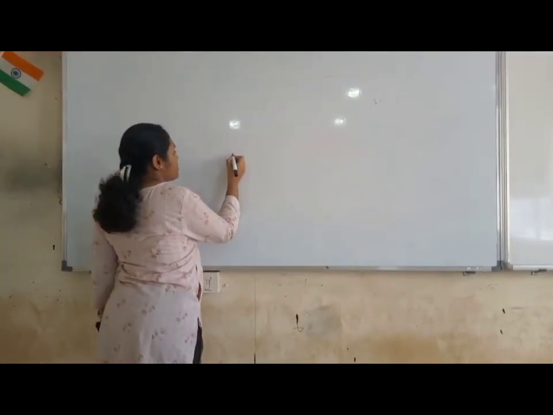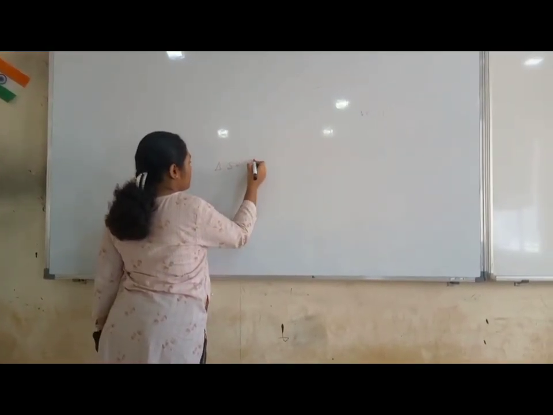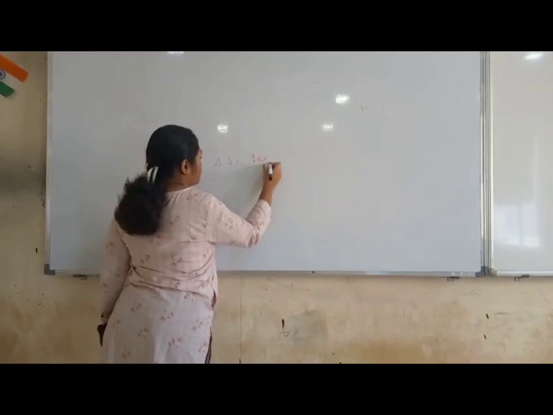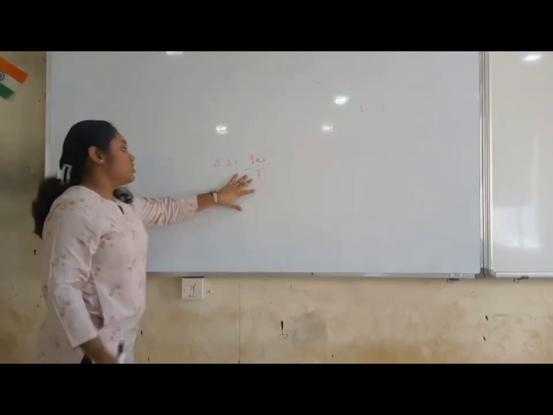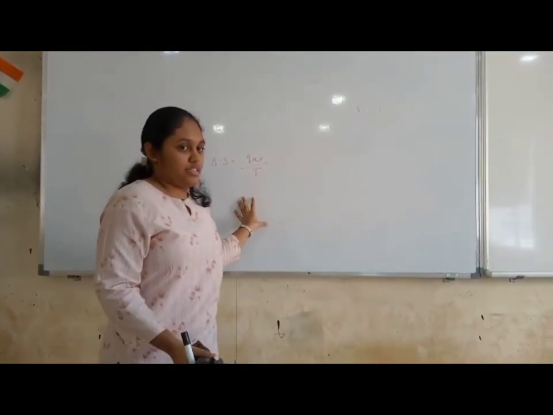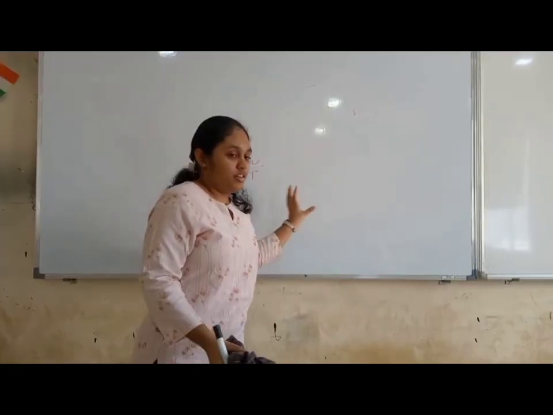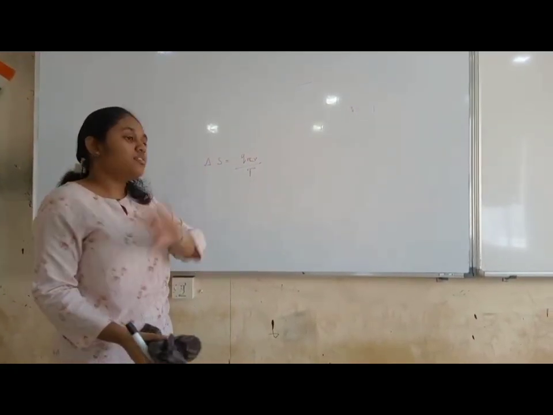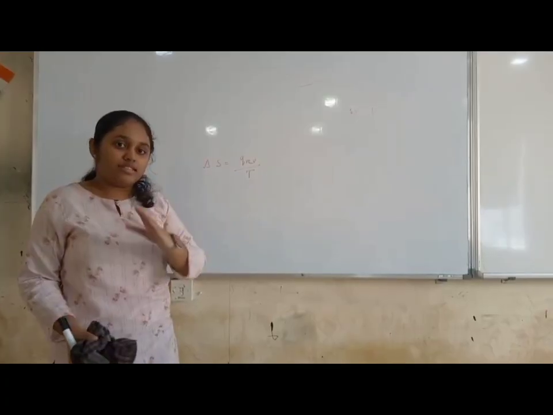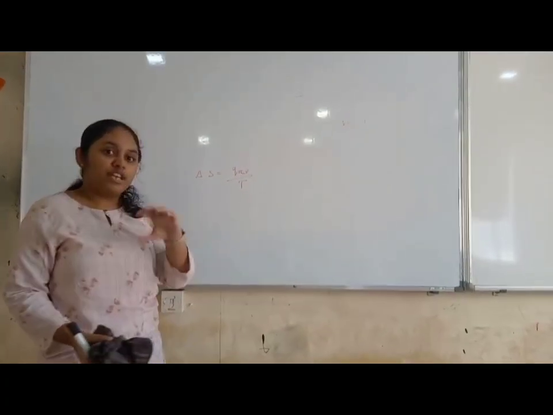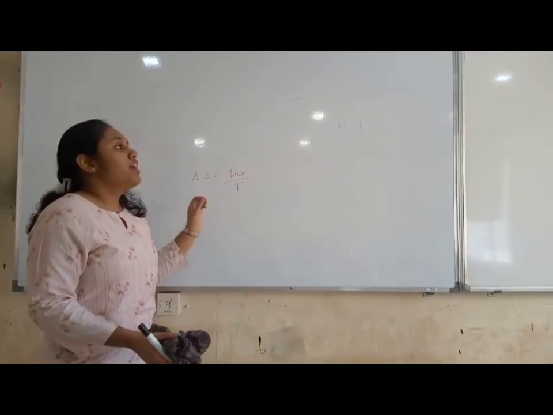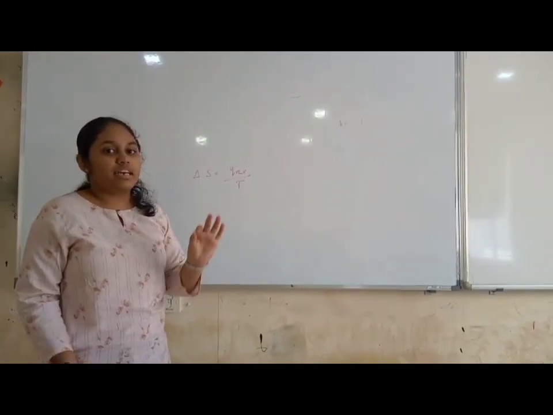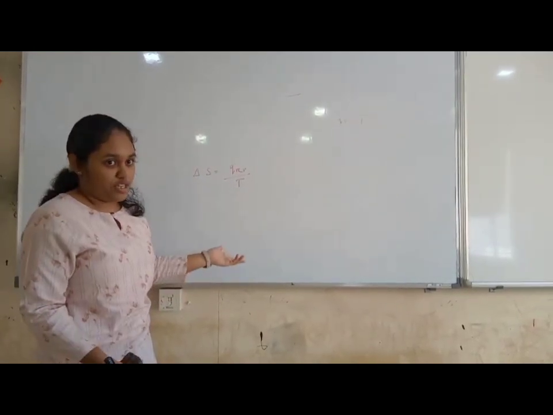Spontaneity is given by Q universal upon T. So the second law basically states that delta S is always positive for the total system plus surrounding entropy. Delta S is always positive. If a reaction is spontaneous, delta S is positive. This is the second law of thermodynamics.